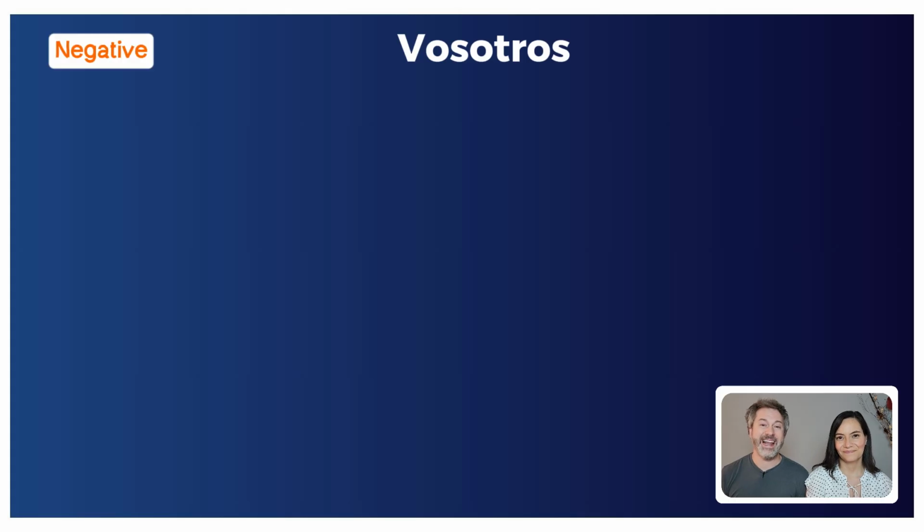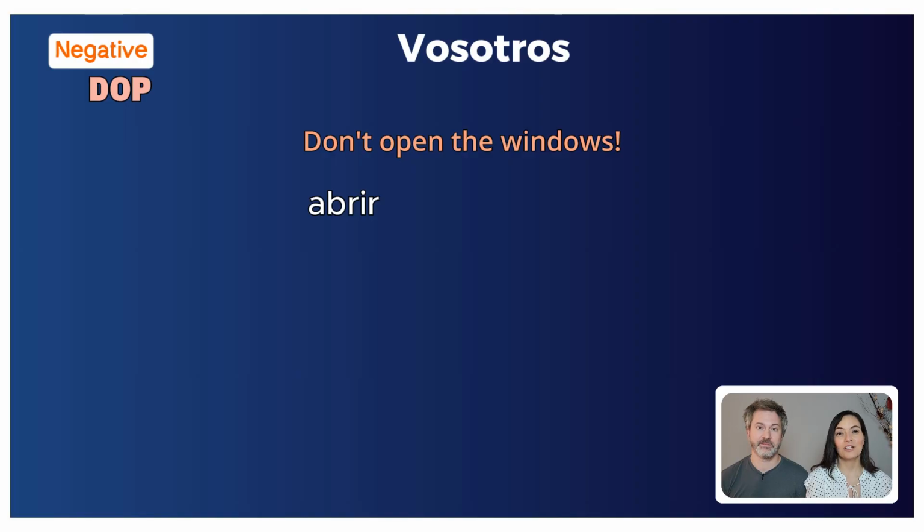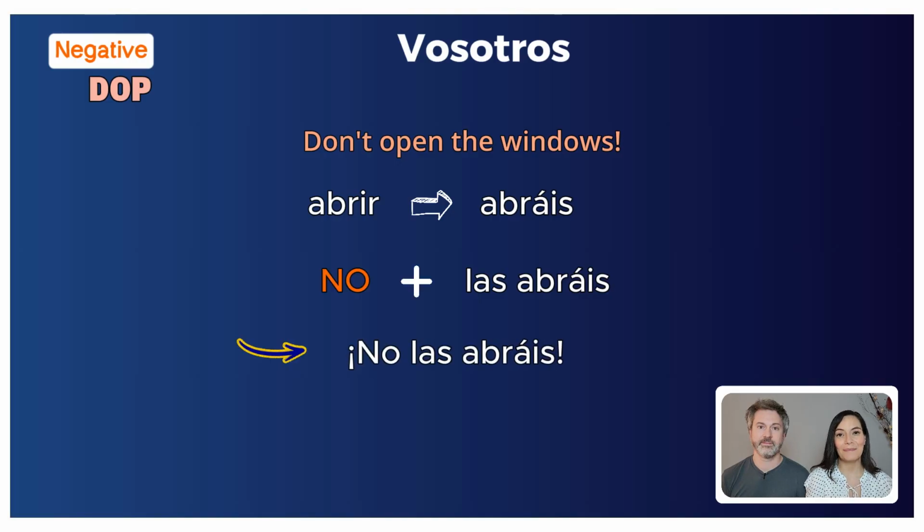Now, if we want a negative vosotros command for "don't open the windows," but we want to attach a direct object pronoun for windows, how would it be? We need the verb abrir, and we conjugate it into the present subjunctive, so we get abráis, and place las before the verb for the windows, and then also we add a no, so we get no las abráis.